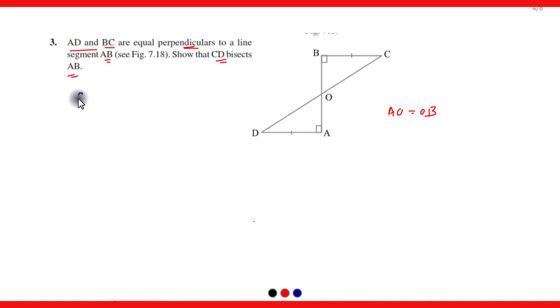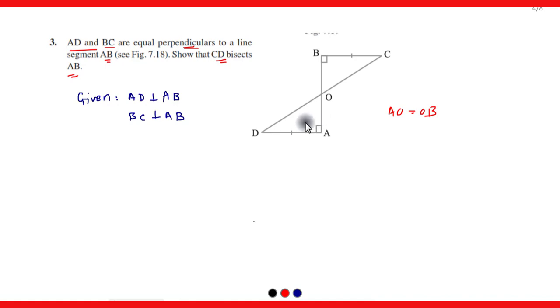Now here first we will write the given things. What are the given things? The given things are AD is perpendicular to AB, and also it is given that BC is perpendicular to AB. Correct? AD is perpendicular to AB, and BC is also perpendicular to AB.